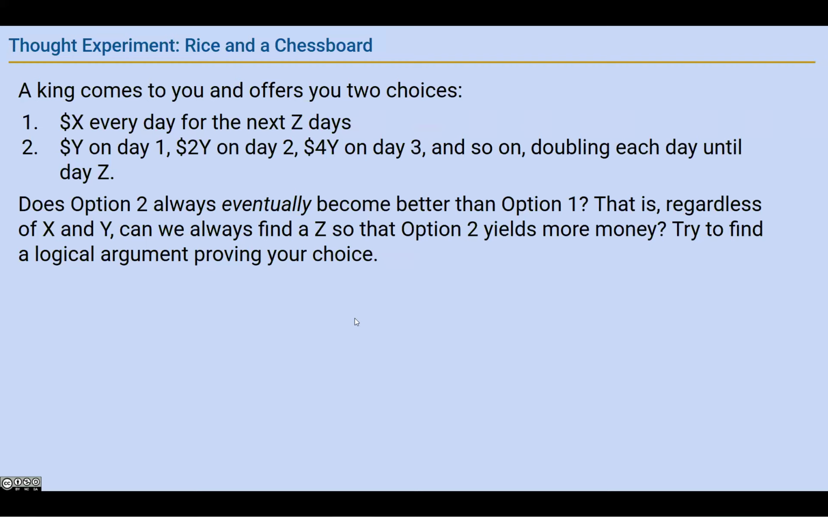And my question is this: does option two always eventually become better? So regardless of how much X is, if X is a googol dollars and Y is 1/octillionth of a penny, is it still true that eventually option two becomes better than option one? Try and discuss this, and find a logical argument as to why that's true. Let's take a minute or so for this.